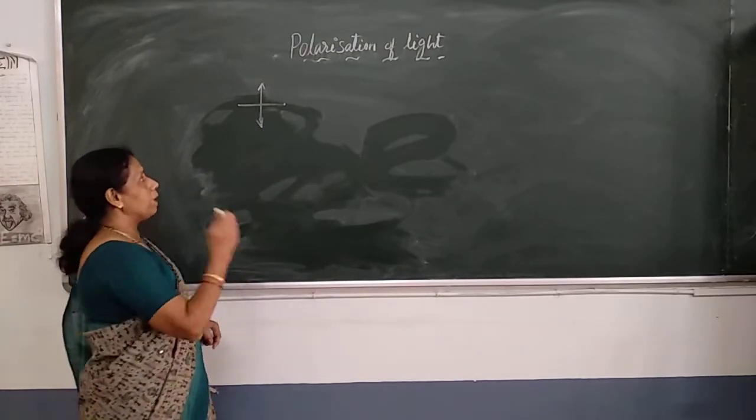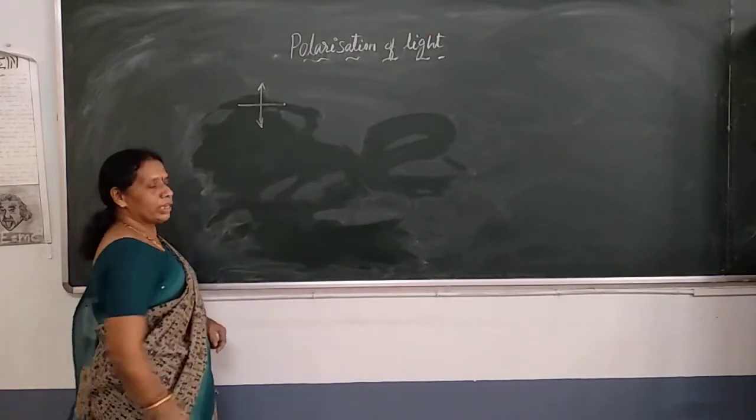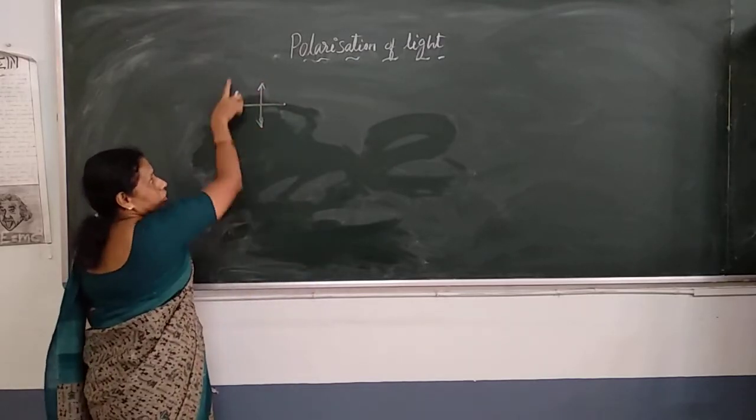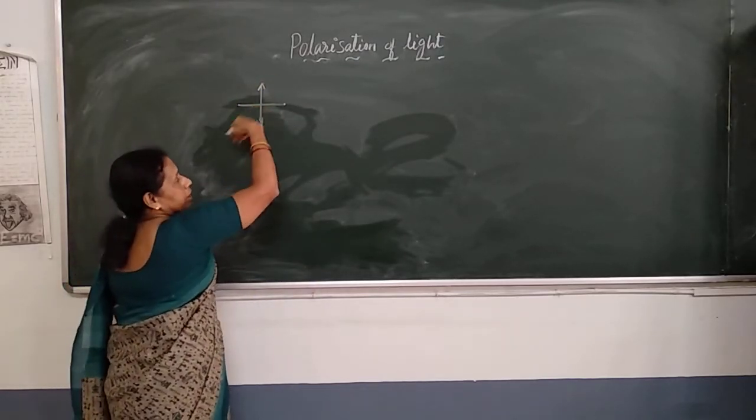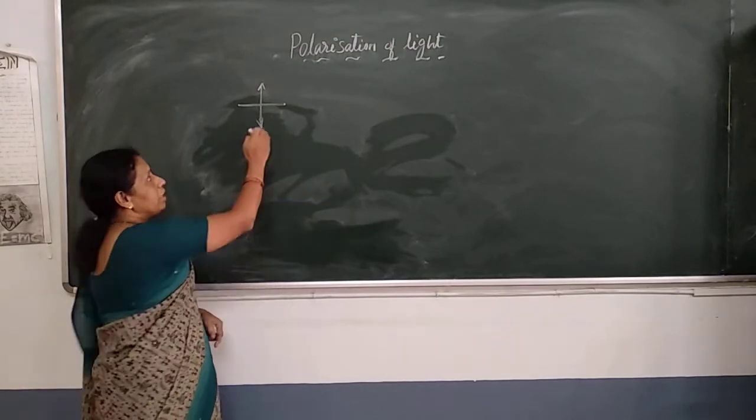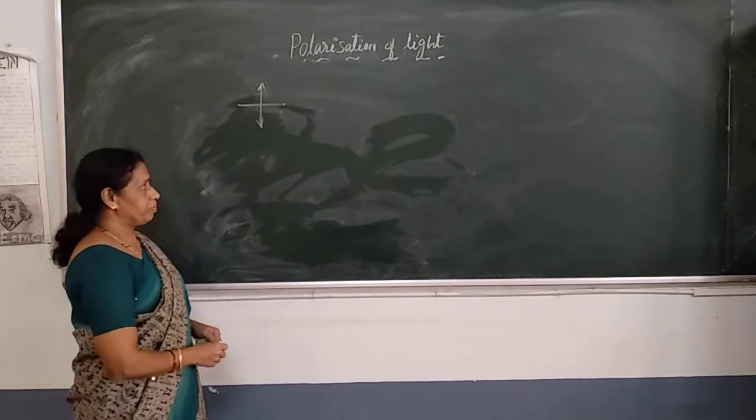The electric vector vibrates in a plane perpendicular to the plane of propagation. So this is the plane in which the electric vector vibrates. It is perpendicular to the plane of propagation. It is the plane polarized light.